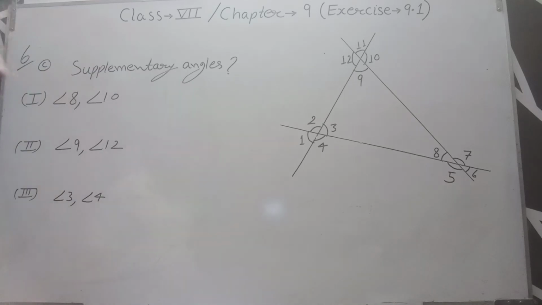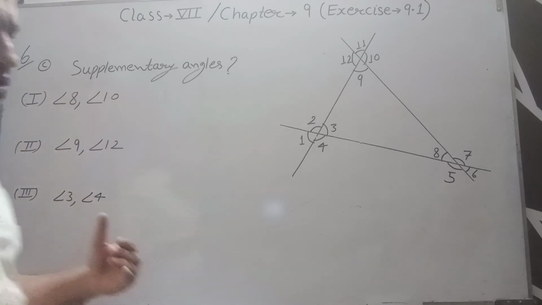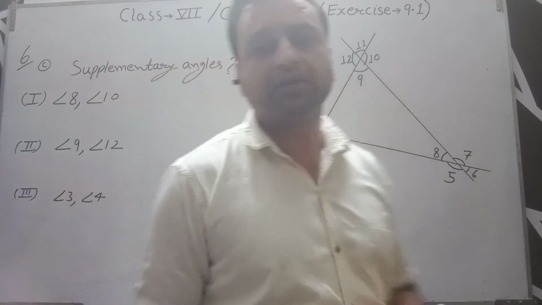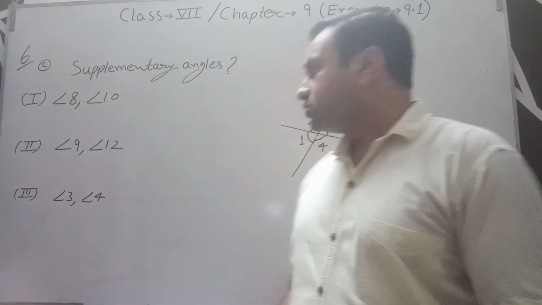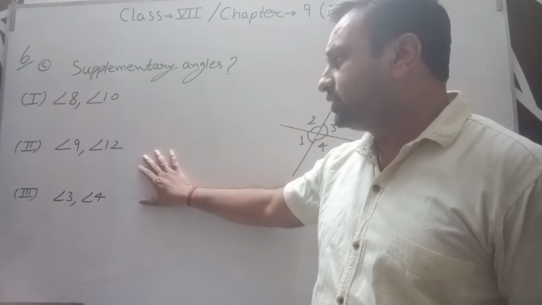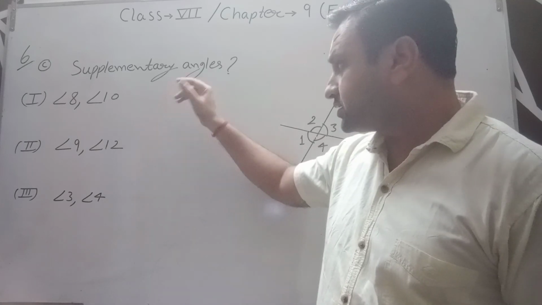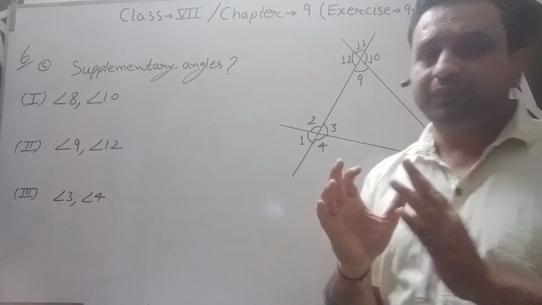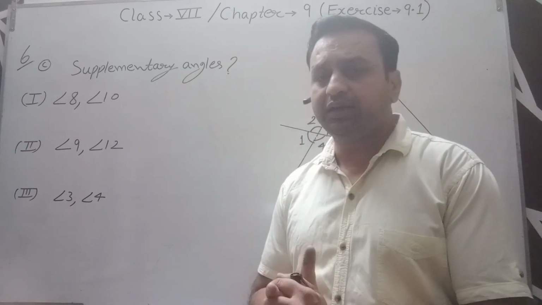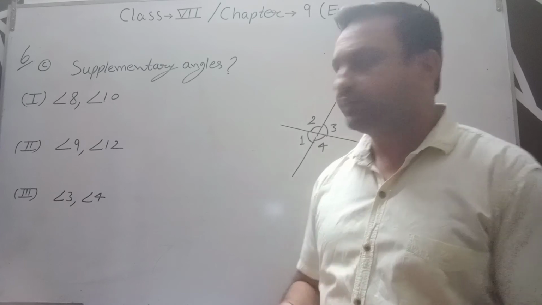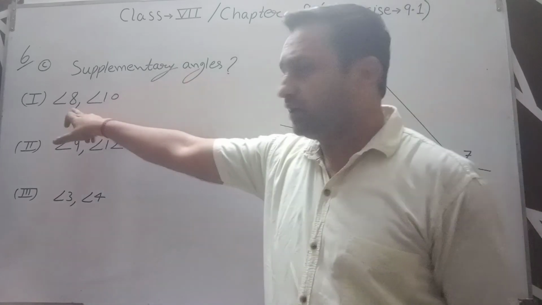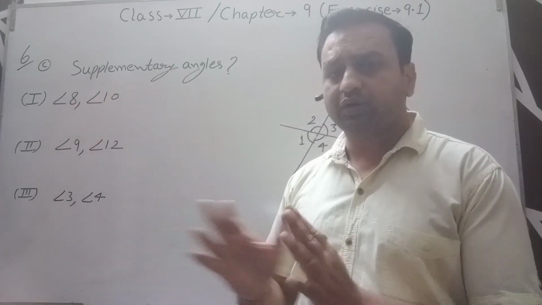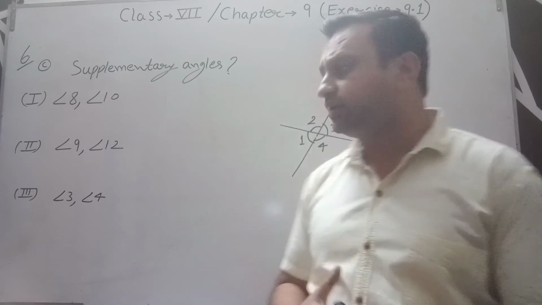Okay students, now we discuss its C part. In this part, pairs of angles are given and we have to consider whether these pairs of angles are supplementary angles, yes or no. So first we discuss supplementary angles again. Supplementary angles: a pair of angles whose sum is 180 degrees are called supplementary angles. So we check angle 8 and angle 10, whether their sum is 180 degrees or not.